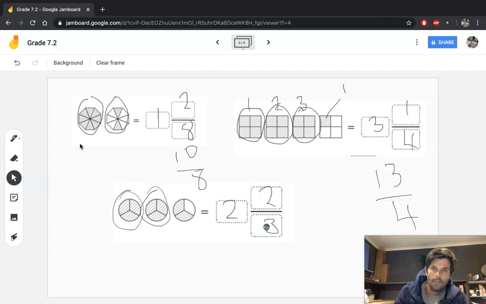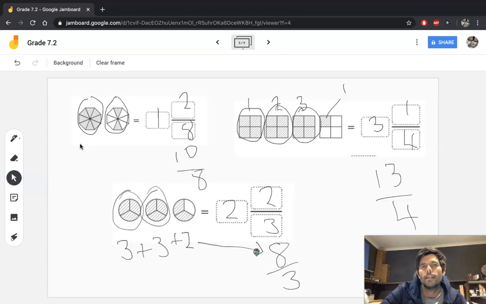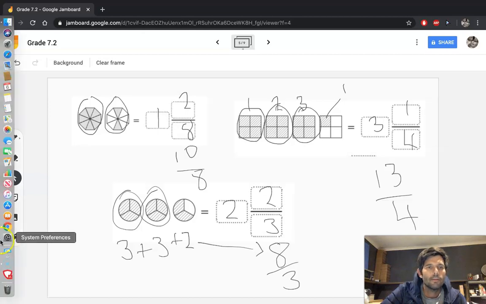And as an improper fraction, it's going to be 8/3. And if I count, there are 3/3 there, another 3 that have been shaded in there, and another 2 there, and 3 plus 3 plus 2 gives me my 8. Okay? Great.